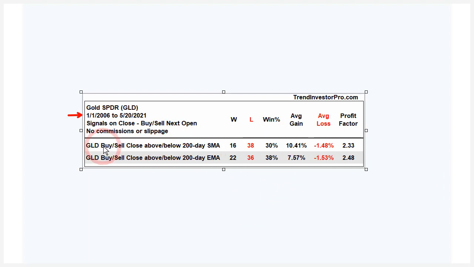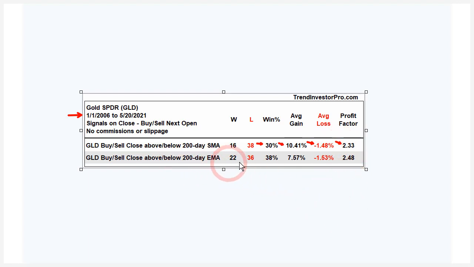And you can see if you're buying and selling a cross close above and below the 200-day SMA, you have a win percent of 30%, much less than 50%, and that's because of the whipsaws. But the average gain's pretty good, around 10.5%. Average loss is around 1.5%, and profit factor's above 2.